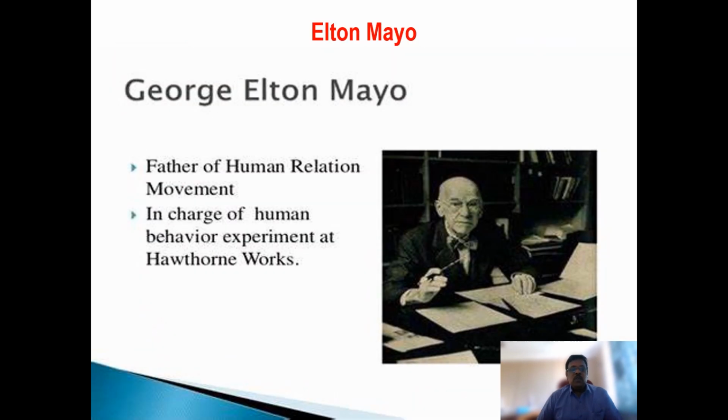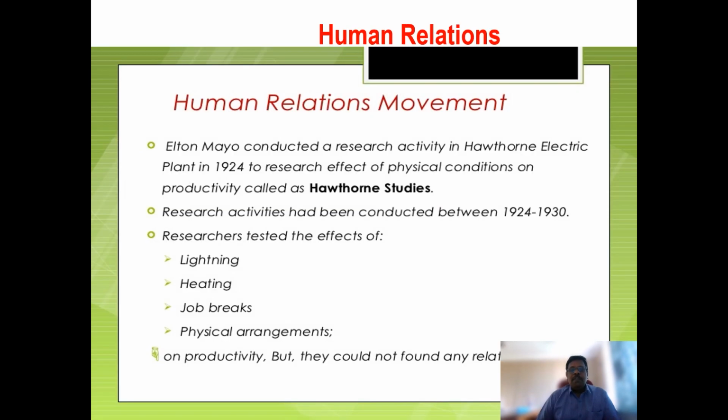The first one is Elton Mayo. He is the father of human relations management. He is in charge of the human behavior experiment, a very familiar experiment known as the Hawthorne works. Before that, you have to know about human relations.